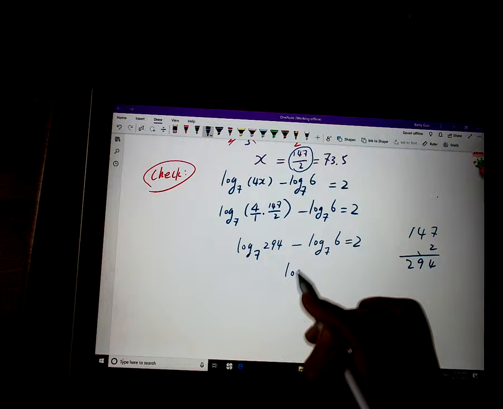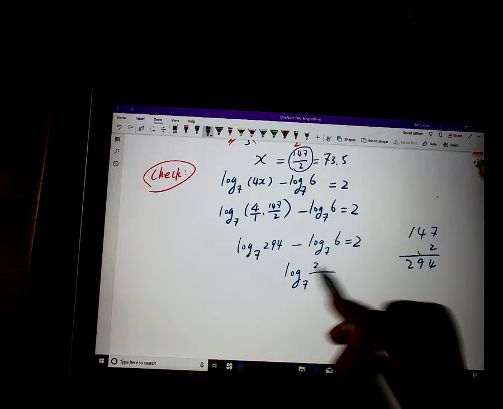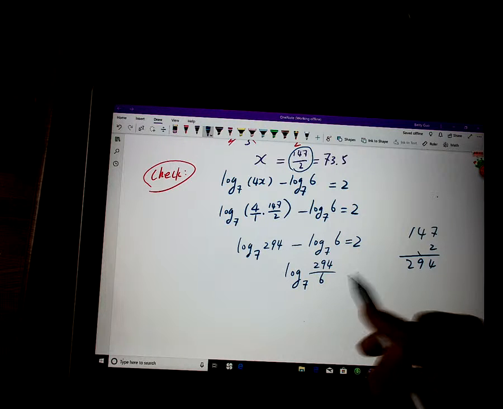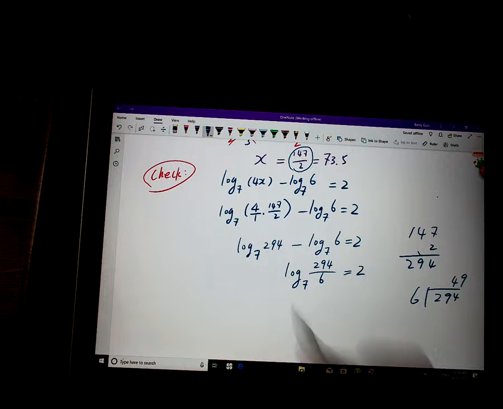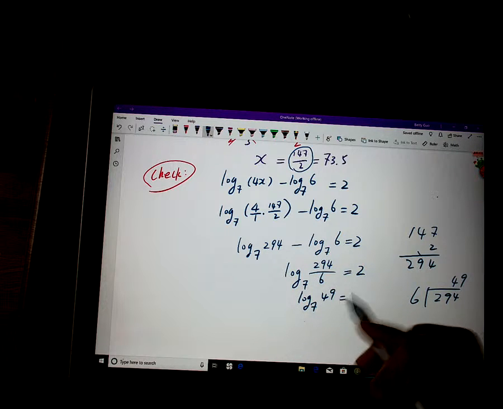Condense, keep the base, take the quotient of 294 over 6. We are applying the quotient rule, equals 2. Divide 294 by 6. You have a calculator, so you can do that very fast. You would have 49. Log base 7 of 49 equals 2.